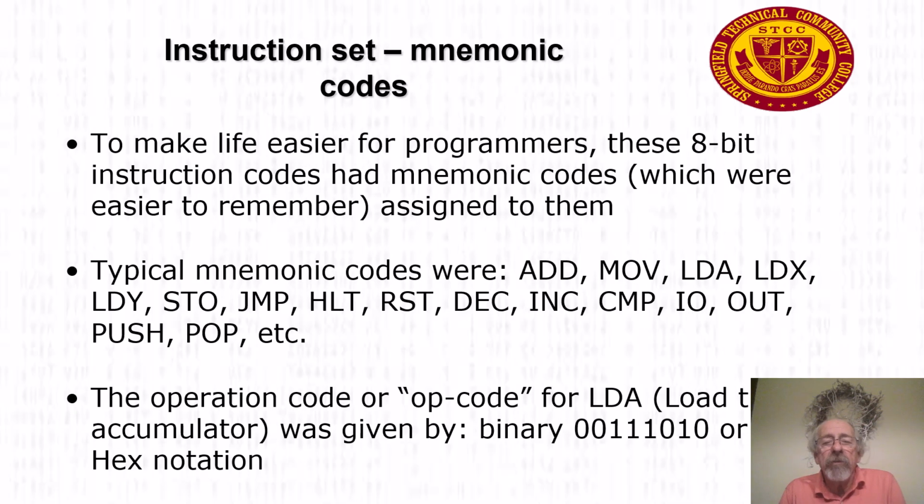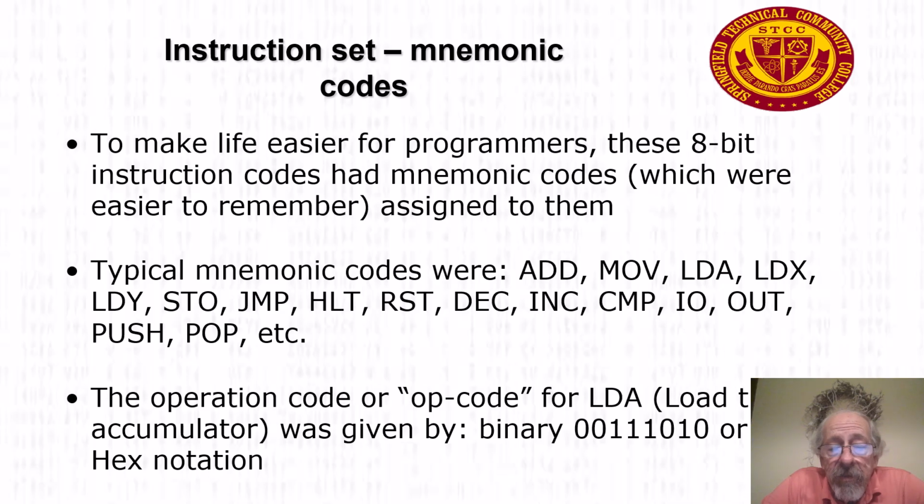Now, for instruction sets, they created what are called mnemonic codes. To make life easier for programmers, these 8-bit instruction codes had mnemonic codes, which are easier to remember, assigned to them. Typical mnemonic codes, basically for the Intel 8080, were ADD, and you can understand what that probably is, adding numbers; MOVE, moving data; LDA, LDX, LDY, which load the accumulator, the X register, and the Y register; STOP, to stop a program; JUMP, to jump to a new location; HALT, RESET, DECREMENT, INCREMENT, COMPARE, IO, OUT, PUSH, POP, etc.